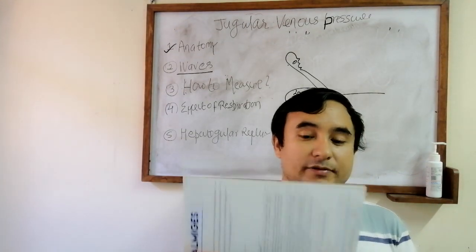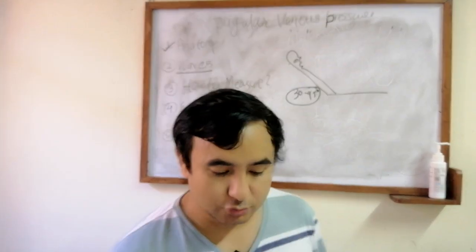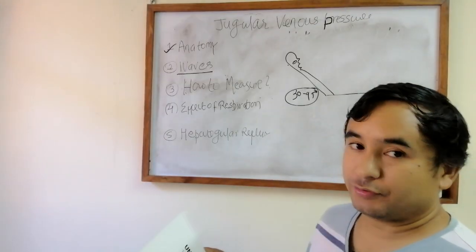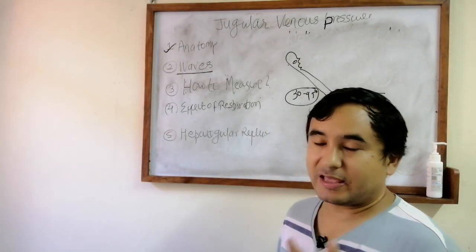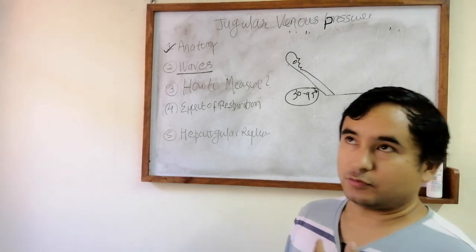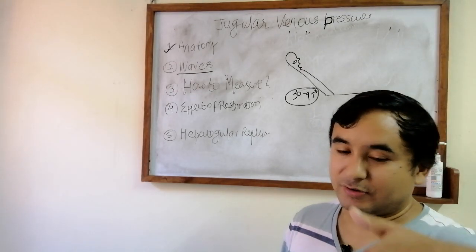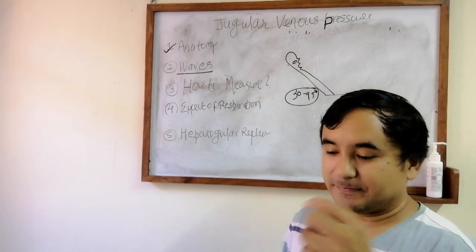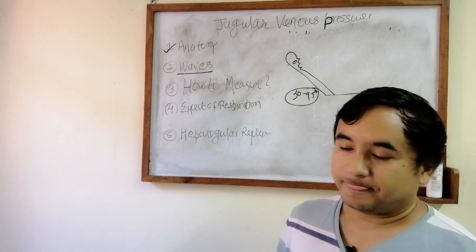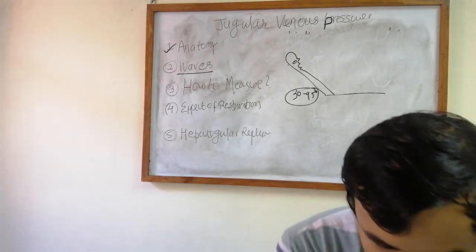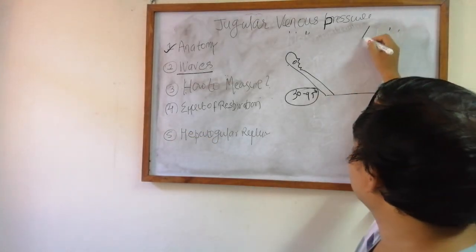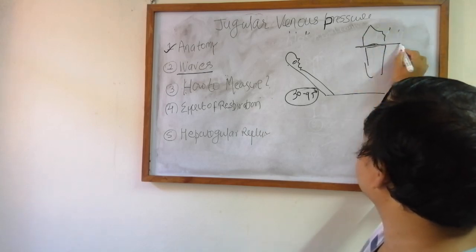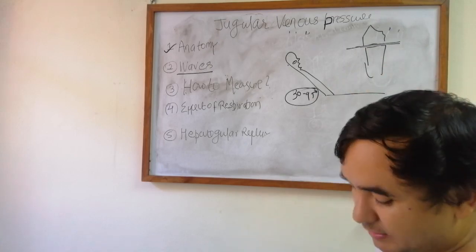Then what you have to do? You have to measure from the sternal angle. You know how to recognize the sternal angle. The sternal angle is where the second ribs attach, or it is the point where there is a meeting point of the manubrium sterni and the sternum. This is the sternal angle here. You can easily find it.